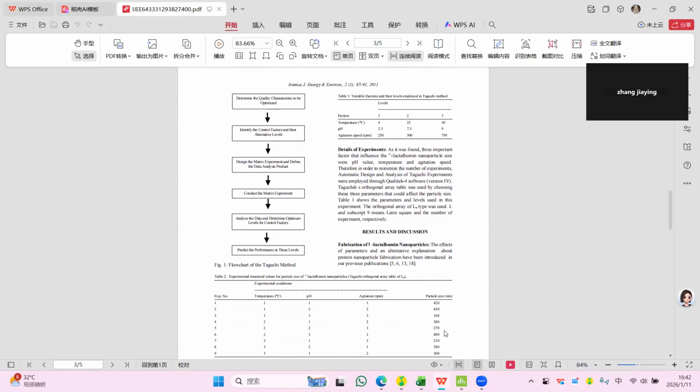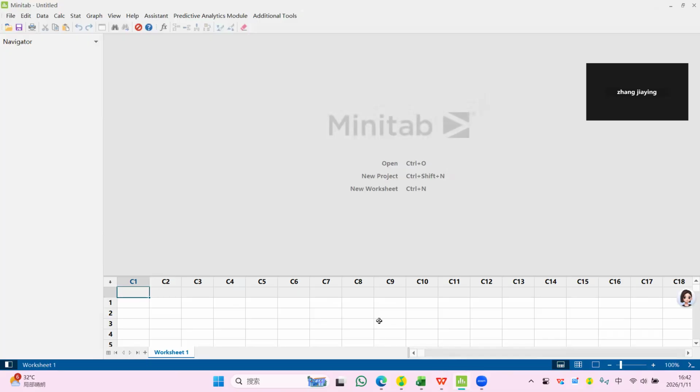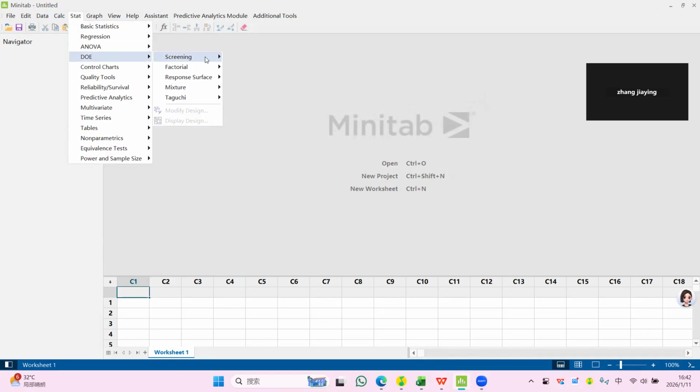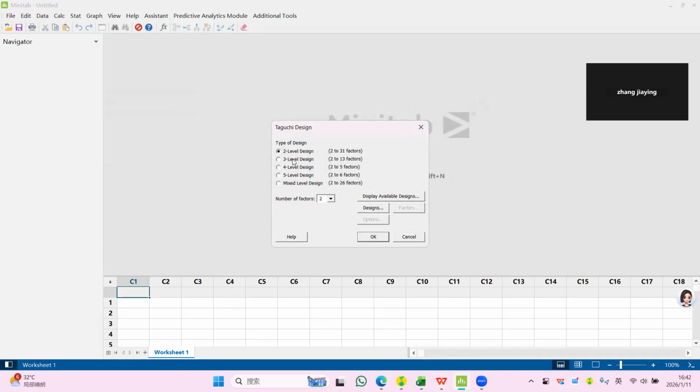So the first step is to select three controllable factors. So we use a statistical Taguchi design. Because three factors were studied at three levels, the authors used the Taguchi L9 orthogonal array, which requires only 9 experiments instead of 27 in a full factorial design.